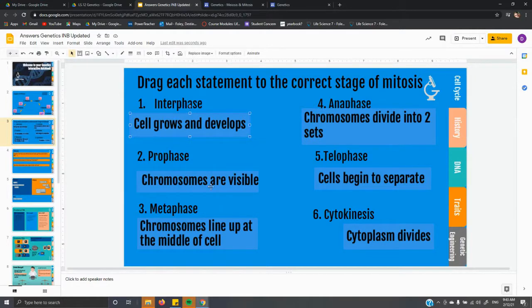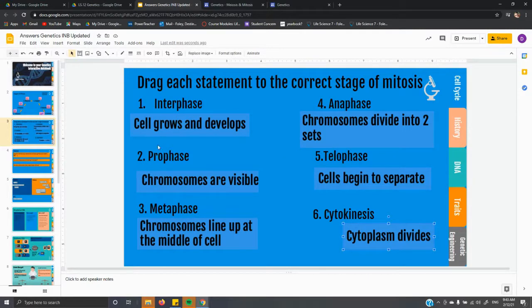Prophase, the chromosomes are visible. Metaphase, the chromosomes line up in the middle of the cell. Anaphase, the chromosomes divide into two sets. And in telophase, cells begin to separate. And in cytokinesis, that is when the cytoplasm divides. So cytokinesis, cytoplasm.